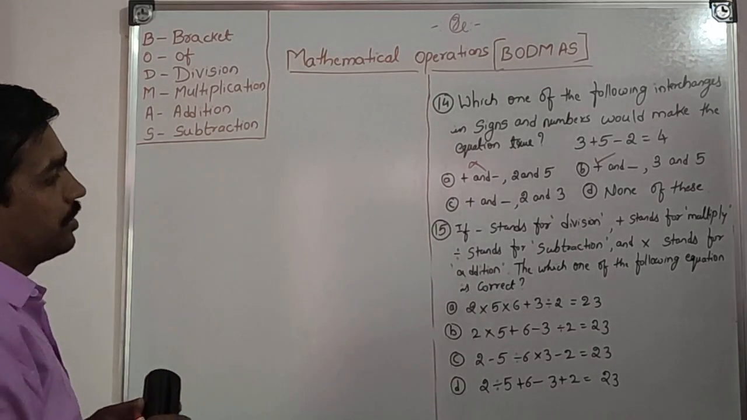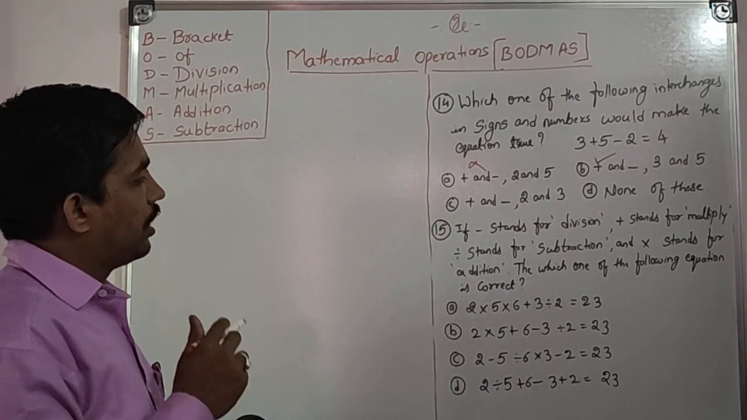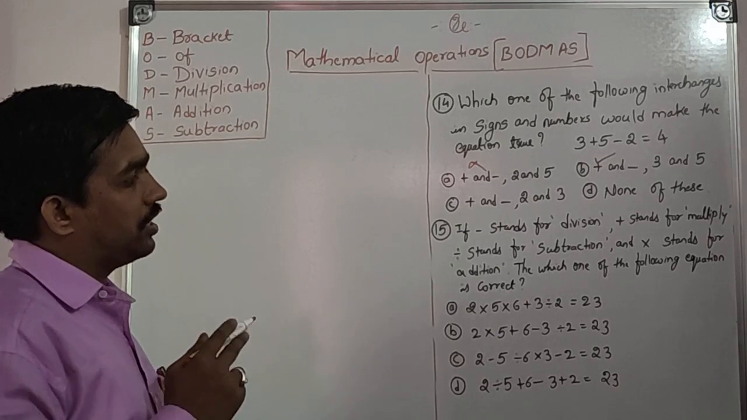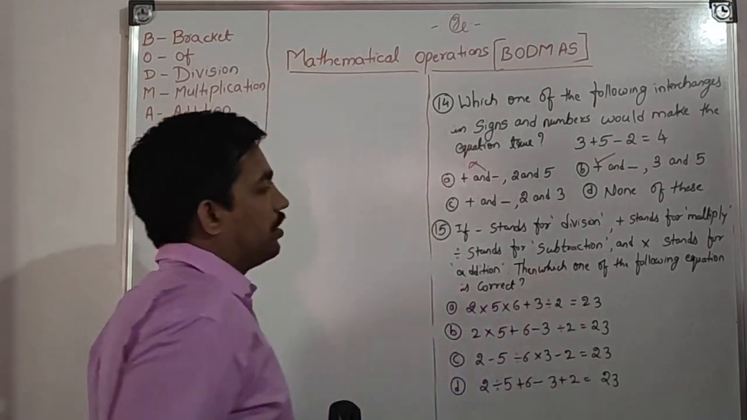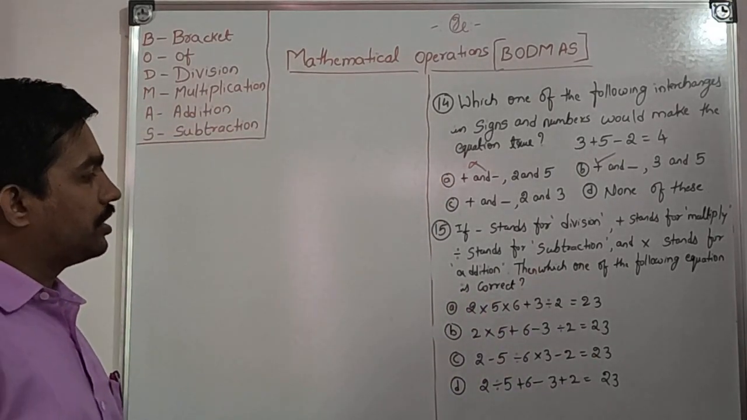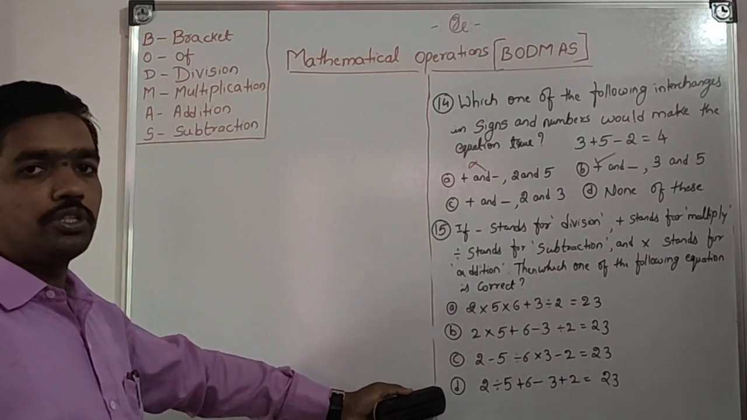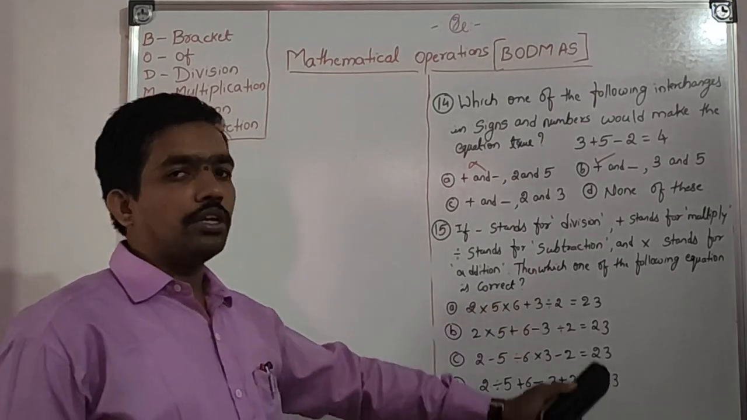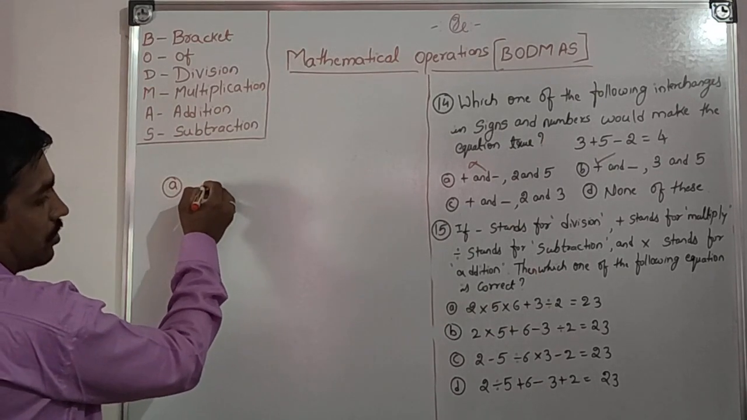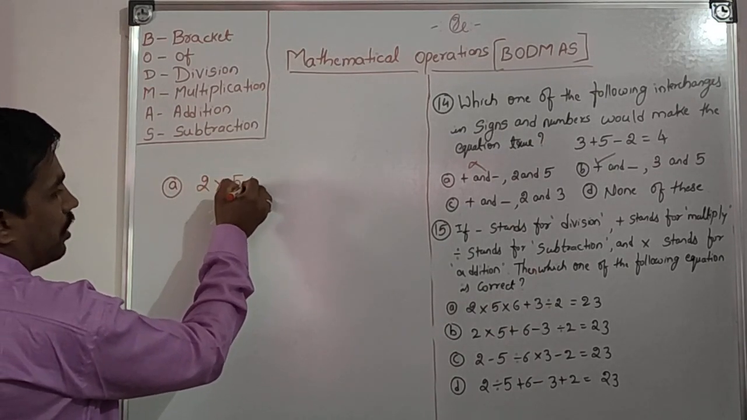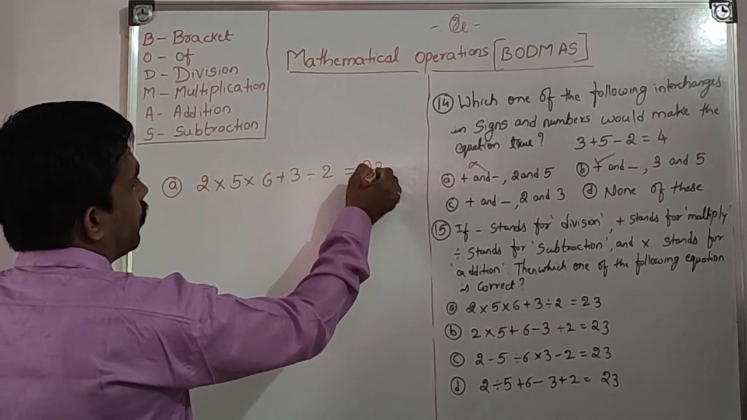It is also a different question. If minus stands for division, plus stands for multiply, divide stands for subtraction, into stands for addition, then which one of the following equation is correct? So we have to solve all the 4 options, which is equal to 23 we have to see. So first we have to take option A. What is that? 2 into 5 into 6 plus 3 divided by 2 is equal to 23.